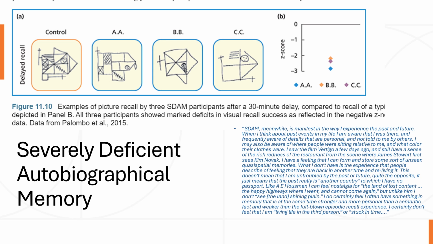So it says, severely deficient autobiographical memory, meanwhile, is manifest in the way I experience the past and the future. When I think about past events in my life, I am aware that I was there and frequently aware of details that are personal and not told to me by others. I may also be aware of where people are sitting relative to me and what color their clothes were. I saw the film Vertigo a few days ago and still have a sense of the rich redness of the restaurant from the scene where James Stewart first sees Kim Novak.